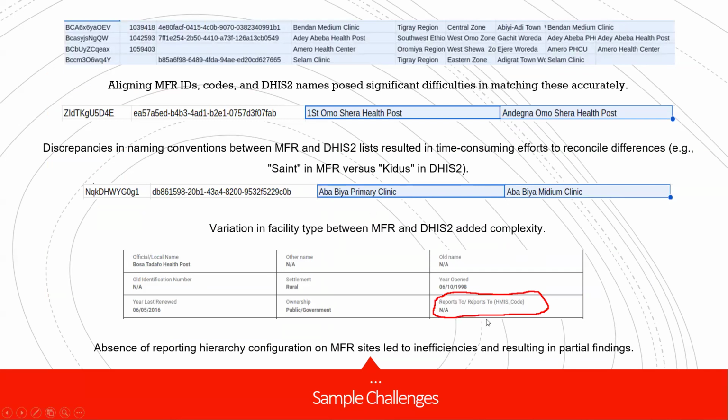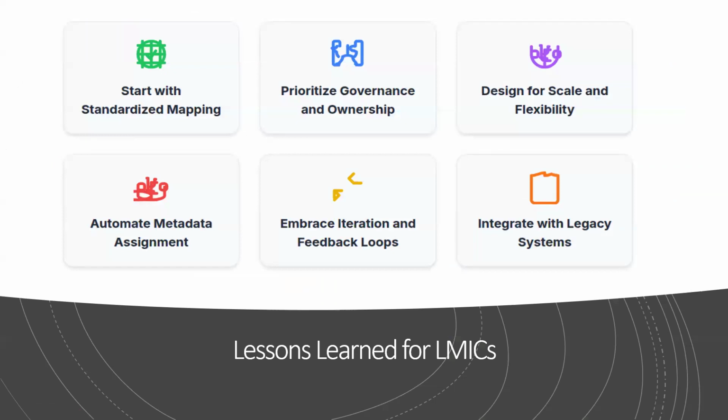So some of the data is also missing in the name. For example, here "Ababia Primary Clinic" in DHIS2 and "Ababia Medium Clinic" in the MFR. It was a big challenge. Okay, I will find that later. So this is the lesson learned: start with standardization.